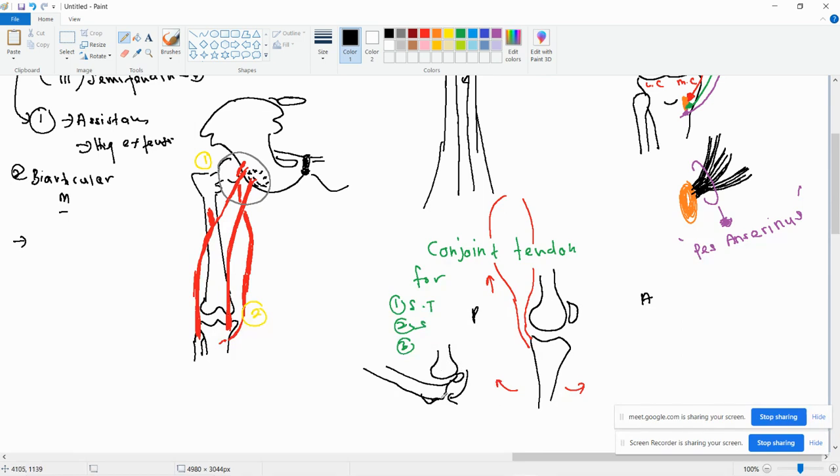What is the name of this movement, class? Your tibia moves posteriorly, decreasing the angle, right? Flexion. Very good. Meaning that this is the role of the hamstring. Hamstring is very, very powerful in terms of knee flexion. Understood?